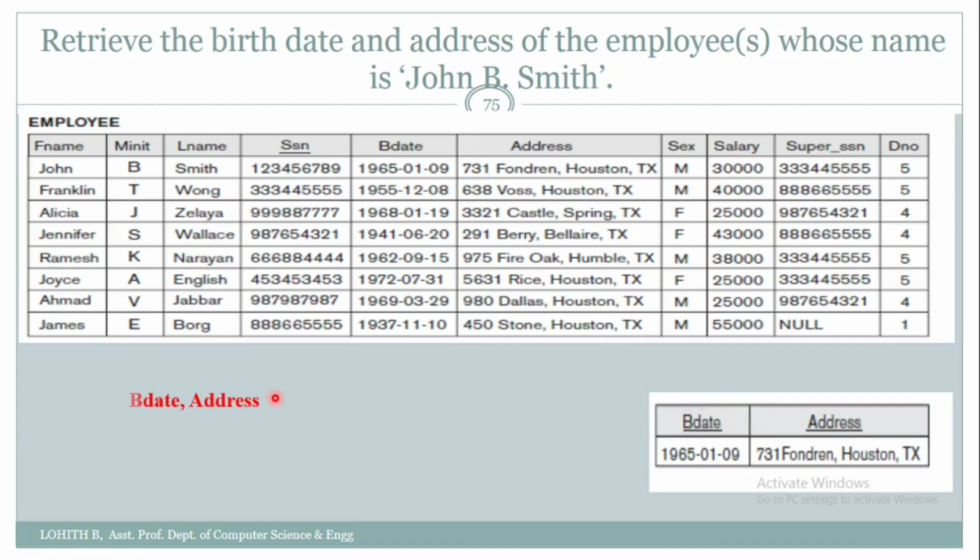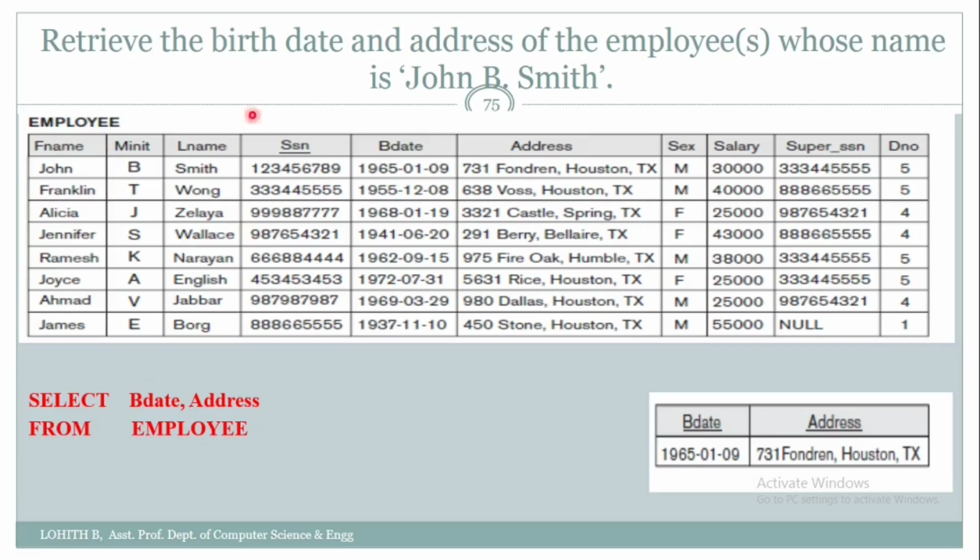In the SELECT clause, I need to specify the birth date and address. That is, I need to specify the columns which we want to retrieve. Okay. Next is FROM clause. In FROM clause, I need to specify the table name. Here the table name is employee. So FROM employee. In WHERE clause, I need to mention the condition.